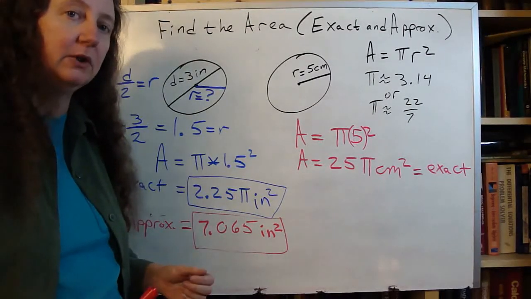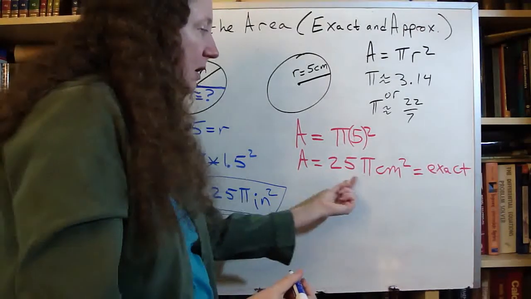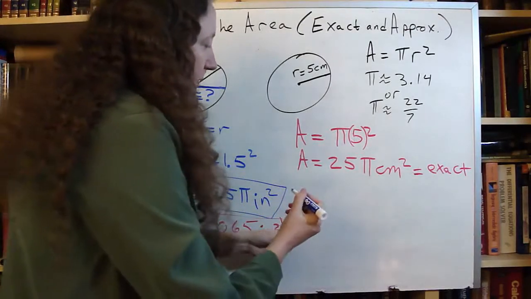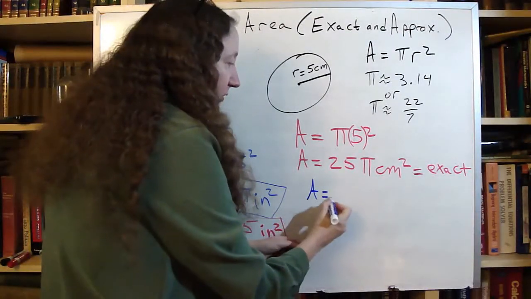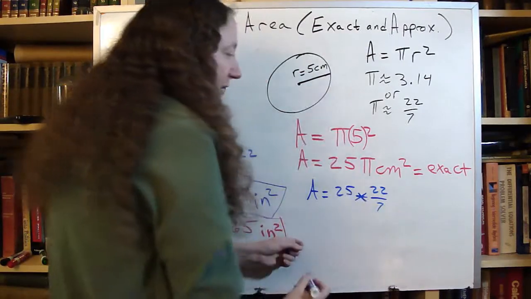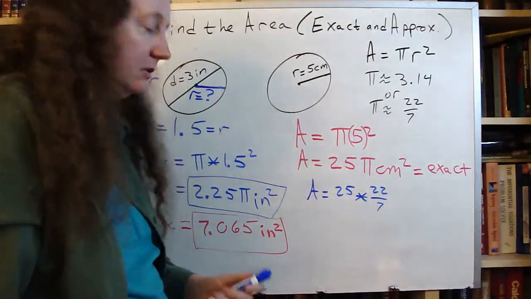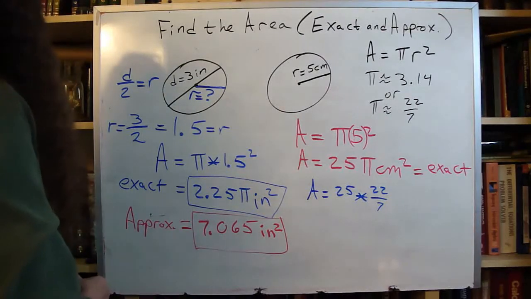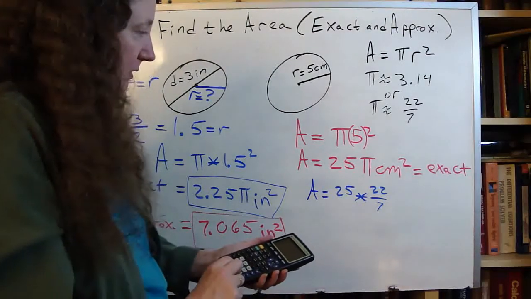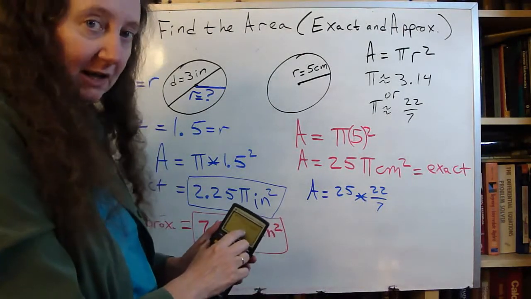I don't have my approximate answer yet, so I have a little bit more work to do with this. I'm going to use, instead of 3.15, 22/7. So my approximate answer is going to be 25 times 22/7. Now I need to type that into my calculator and find my answer. 25 times 22 divided by 7 equals. My calculator is giving me the decimal answer.